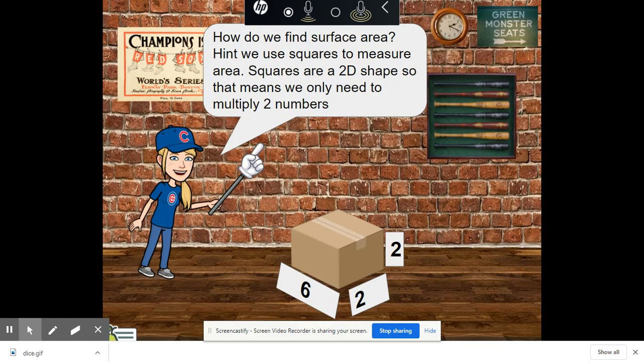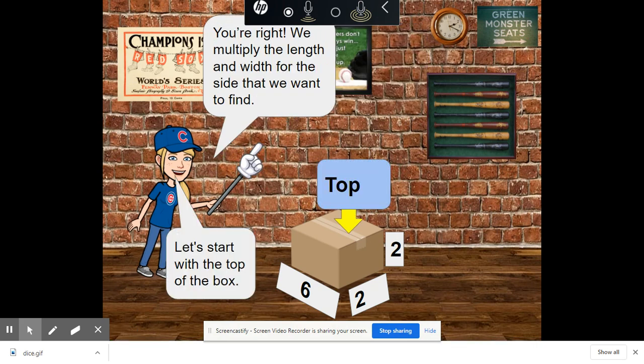How do we find surface area? Hint, we use squares of cardboard to measure the area. Squares are 2D shapes, so that means we're only going to need to multiply 2 numbers. If you remember back to our first slide, it told you which sides you'd need. Yeah, you're right. We multiply the length and width to find what we want, the surface area.